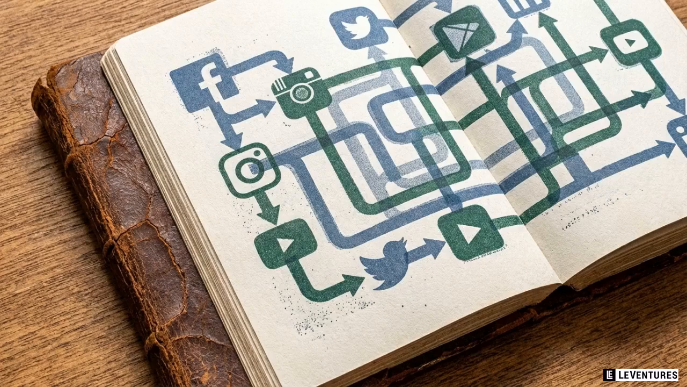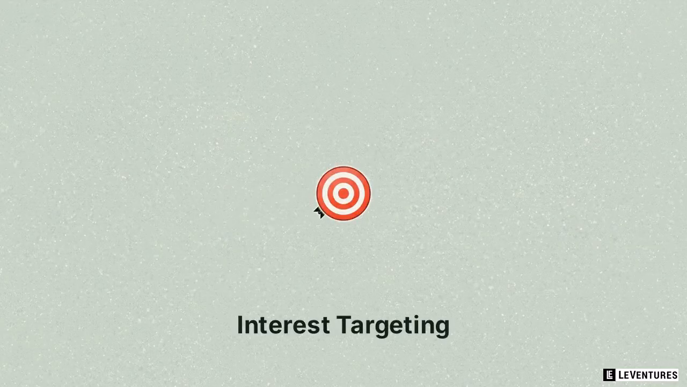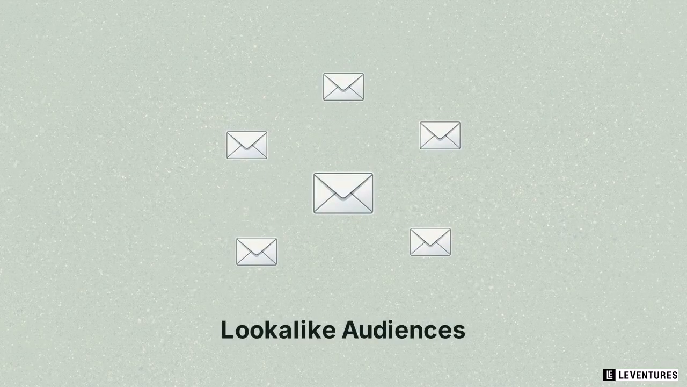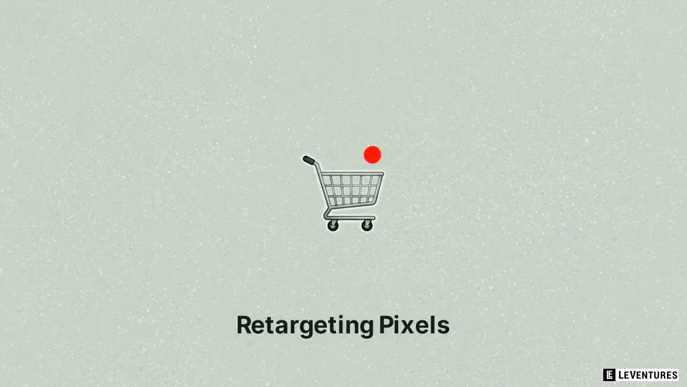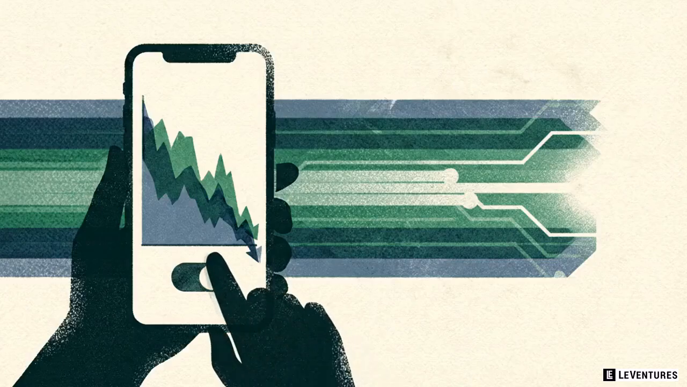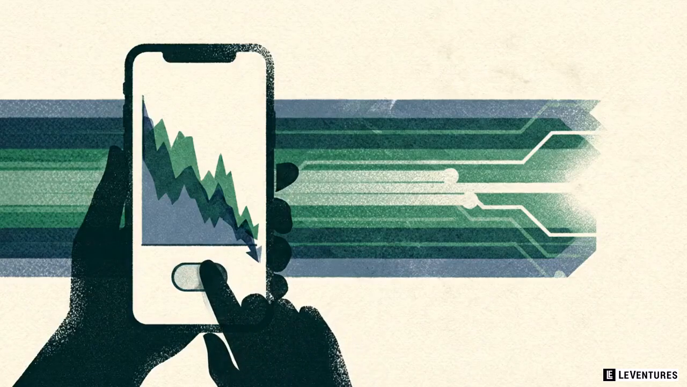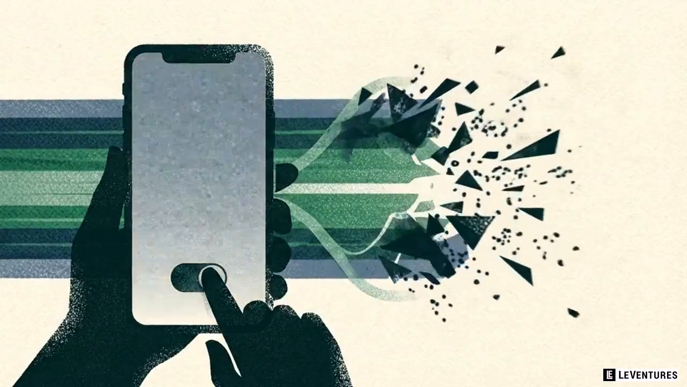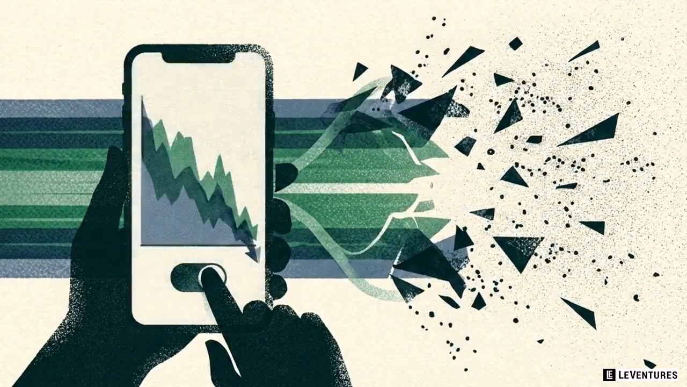If you are running ads for an e-commerce brand, you know the standard playbook. You build interest targets, create lookalike audiences, and set up retargeting pixels to catch abandoned carts. That playbook relied on third-party tracking. When iOS 14 rolled out, it broke the feedback loop that told algorithms who was buying what.